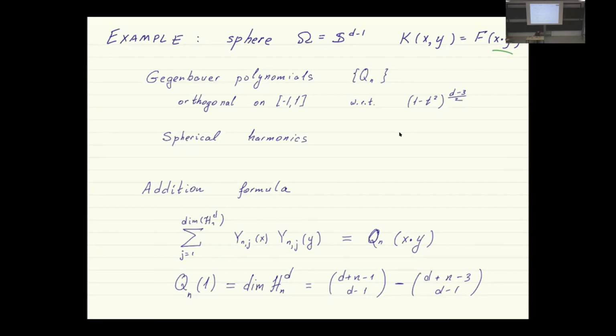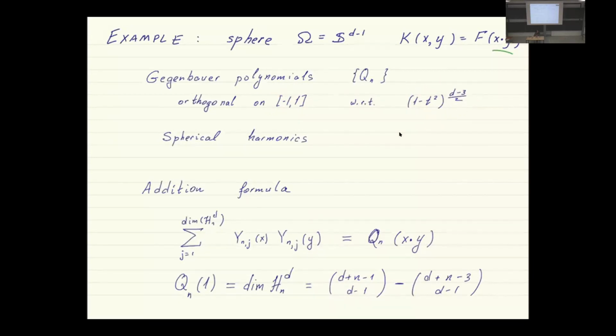There are many different ways to approach this theory. I will not go too much into detail. There is a sequence of associated polynomials on [-1, 1]. So these are polynomials which are orthogonal with respect to this weight. Again, this weight essentially, yeah.